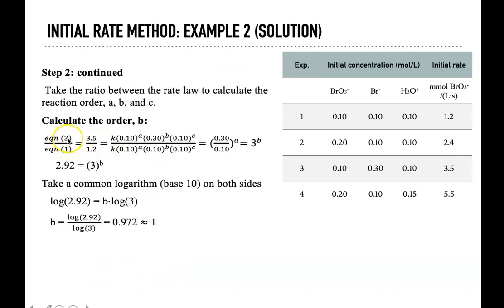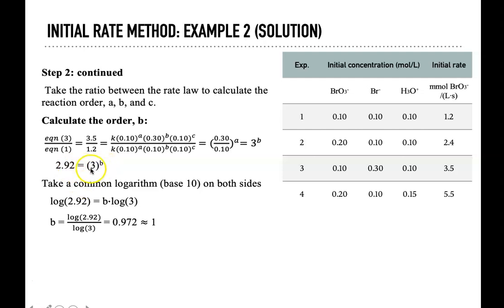When you compare equations 3 and 1, we see that only the bromide ion is changing. The bromate and hydrogen ion concentrations are the same, so we can determine the reaction order B. So 3.5 over 1.2 equals K times the reaction rate expression, like this one. K cancels out, 0.10 to the A cancels out, 0.10 to the C cancels out. We have only 0.30 over 0.10, which is 3 to the B. So this value, 3.5 over 1.2, is now 2.92 equals 3 to the B.